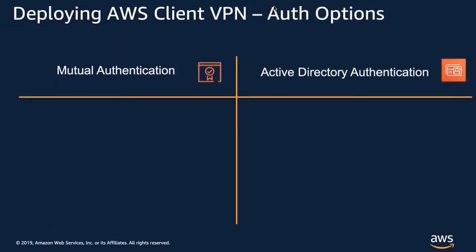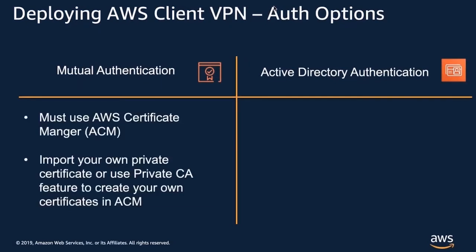So how do these two compare? With certificate-based authentication, you have to use AWS Certificate Manager to either import your own private certificate or use the private certificate authority feature to create your own certificate, just like Nikhil explained earlier for site-to-site VPN.